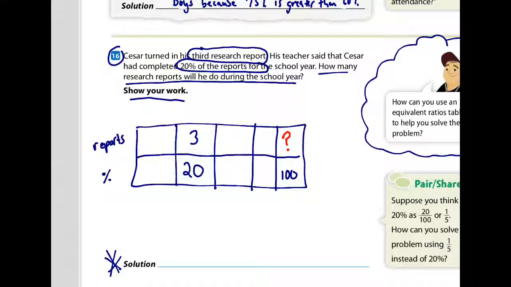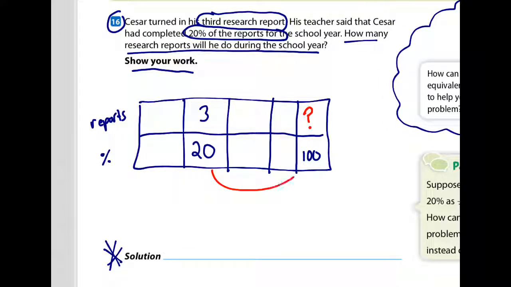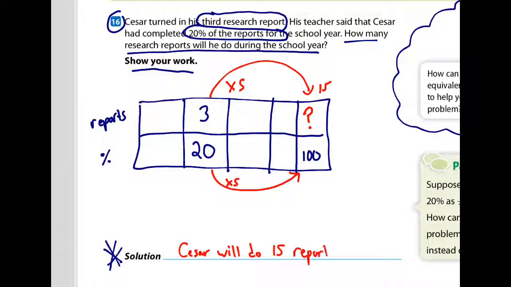Okay, so now, different things I could do. Well, first thing, I noticed that 20 can multiply by 5 to get 100. So all I have to do is 3 times 5, and I'll get my answer, which is 15. So that means, how many research reports will he do during the school year? Caesar will do 15 reports. Okay. All right, so that's it for that one.